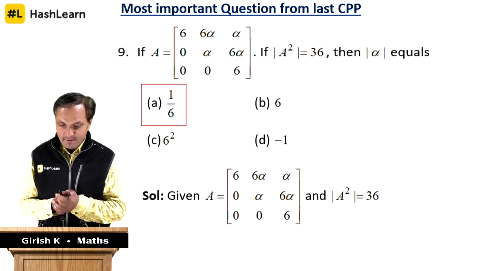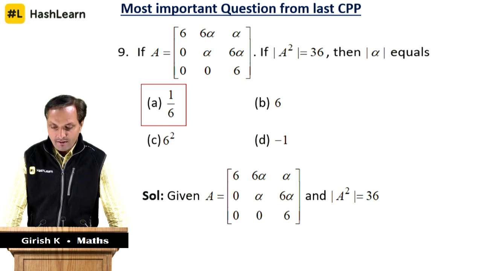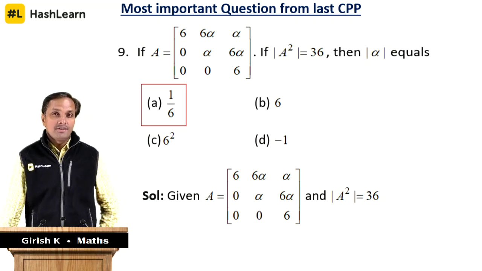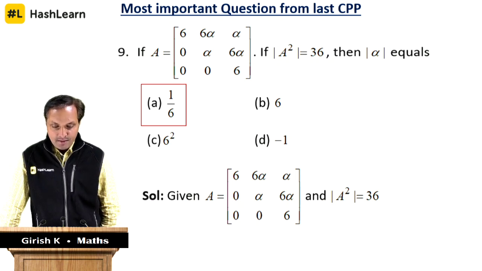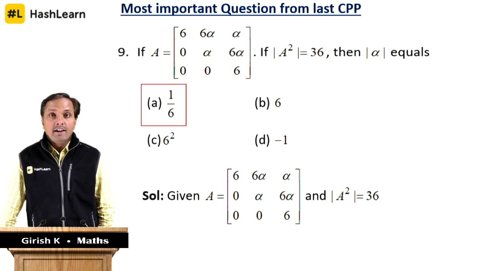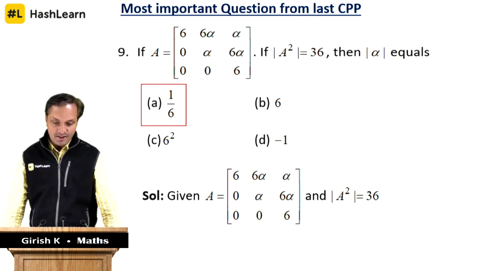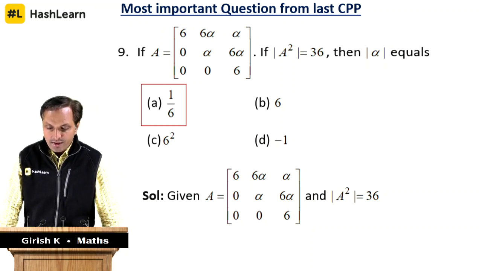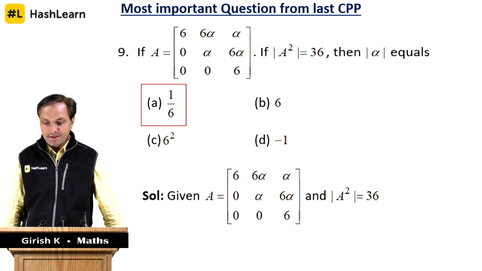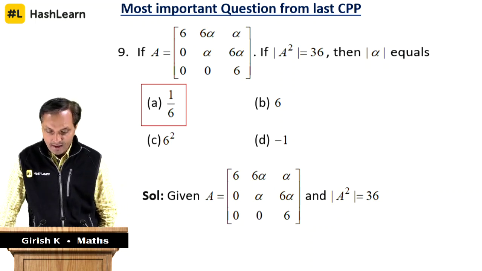Class practice pack is the one set of questions where you will be given 10 important questions from the class that has been taken on that day. So here is the problem where A is given as the matrix 6, alpha, alpha; 0, 6, alpha; 0, 0, 6. That is a matrix, and they have given you the determinant of A square as 36. Then what is alpha equal to?